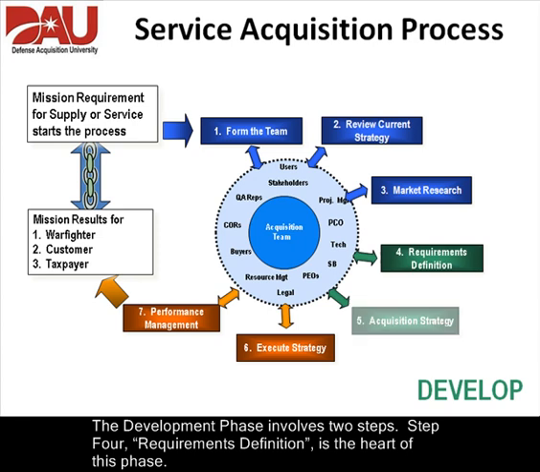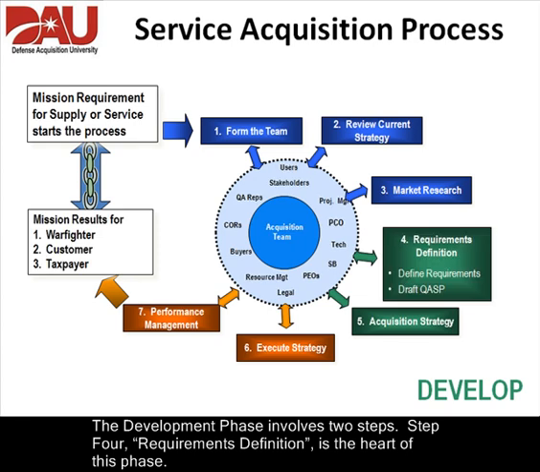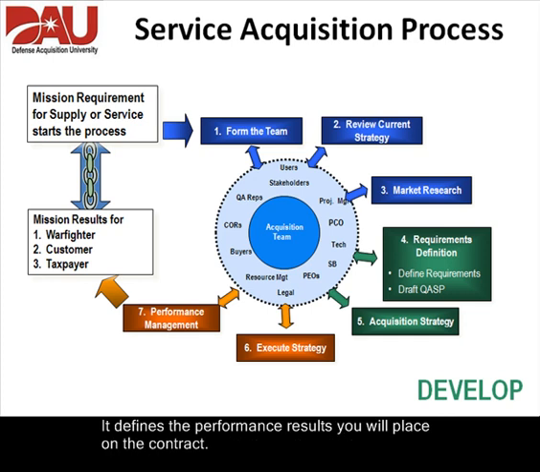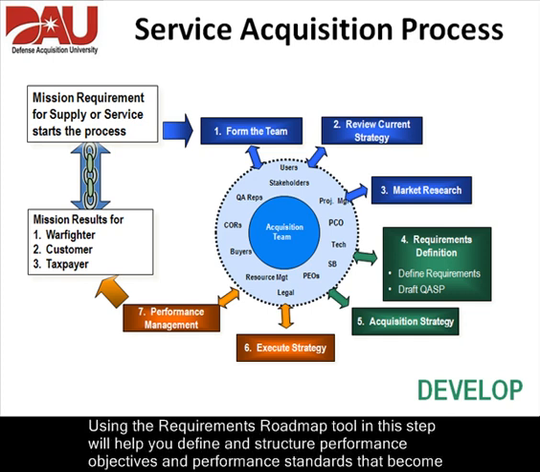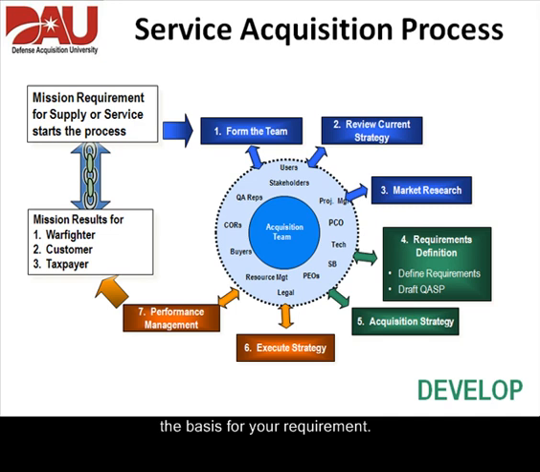The development phase involves 2 steps. Step 4, requirements definition, is the heart of this phase. It defines the performance results you will place on the contract. Using the requirements roadmap tool in this step will help you define and structure performance objectives and performance standards that become the basis for your requirement.